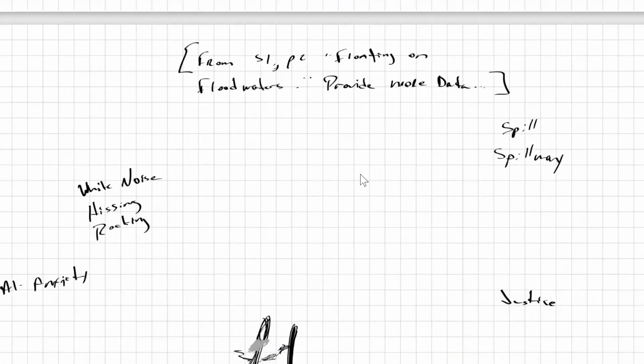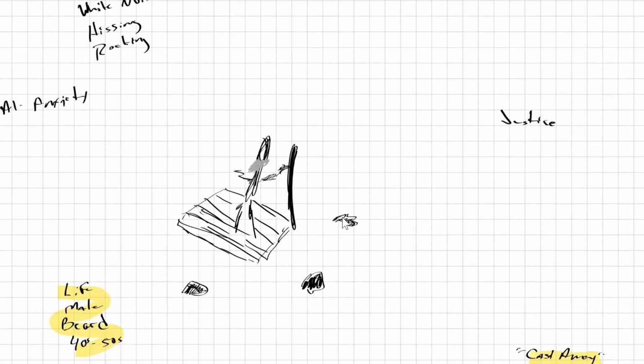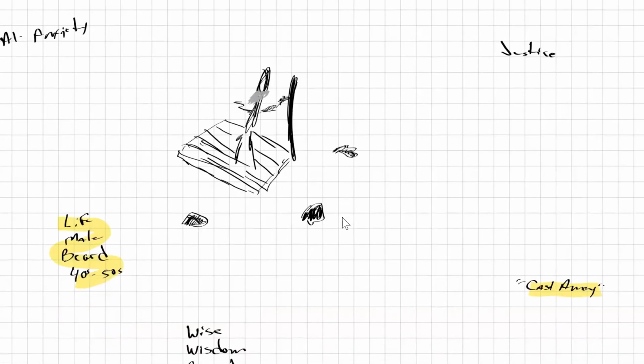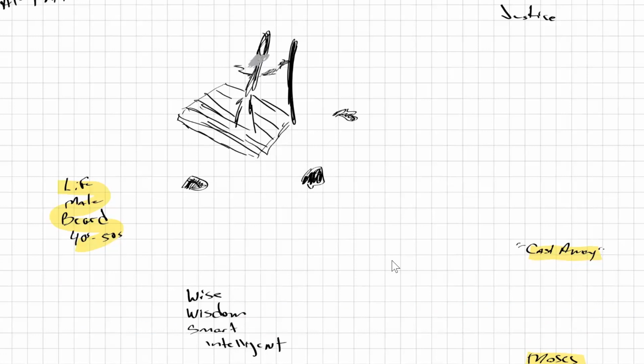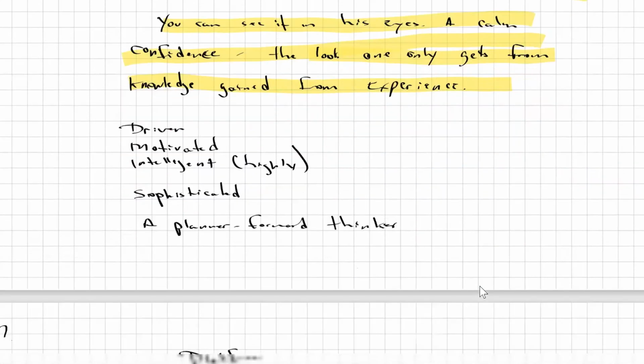This was the movement I was given by Darby, looking at the floating on floodwaters data point I had. I gathered more information on that, and I had this male life with a beard in his 40s or 50s floating akin to an AOL of Castaway or Moses. This is interesting. You can see it in his eyes, a calm confidence, the look one only gets from knowledge gained from experience, as if this man had gone through something and he had that wisdom that only a survivor can attain.